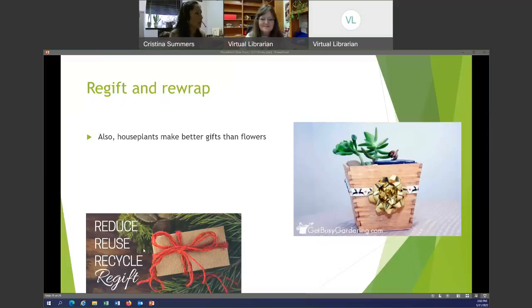Regift and rewrap. Okay. Oh yes, as far as regifting, we've probably all done it and maybe have felt guilty about it, but probably shouldn't feel guilty about it, right? Because otherwise it probably would have ended up in the trash in the landfill. And I actually found out, in the U.S. anyway, National Regifting Day is December 18th.